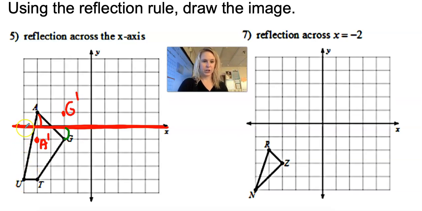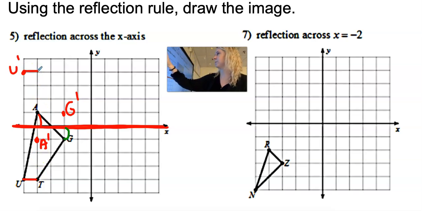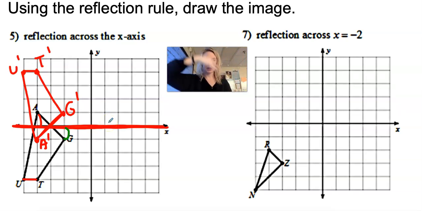Let's go over here to U. U was 1, 2, 3, 4 below, so go 1, 2, 3, 4 above. U prime, new shape. Shortcut: I know U and T make a straight line, so if I flip T up here, I know it has to be a straight line there as well. Or you can count, up to you. So now I connect my points. A connected to G, A connected to U, and then boom. Now that looks like a shape that is flipped over that red line. It's a mirror image.